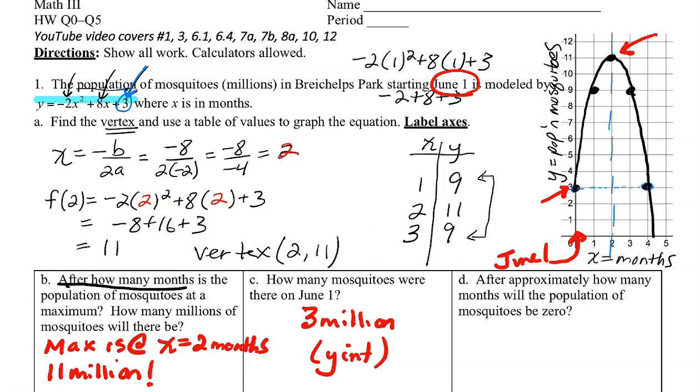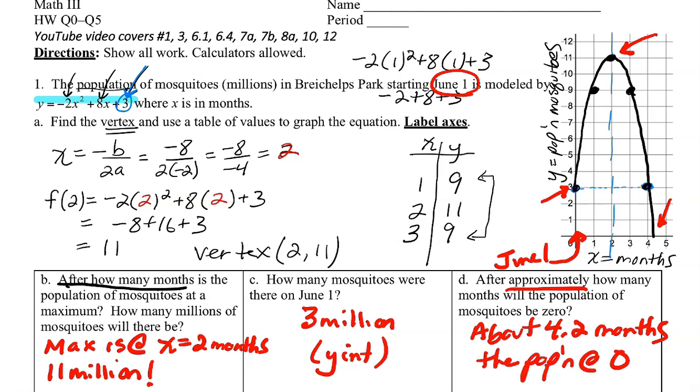And then approximately after how many months will the population be 0? It says approximately, so I guess that is going to allow me to estimate. It looks like it's about 4.2. We'll say about 4.2 months. So 4 months and a week about. The population hits 0. So about 4 months after June, that's about October. So weather's getting colder. Unless you live in Southern California, it gets hotter in October. But that would be question number 1.